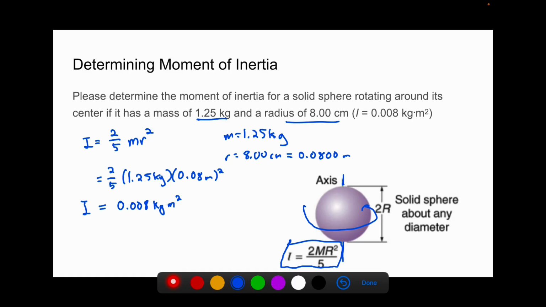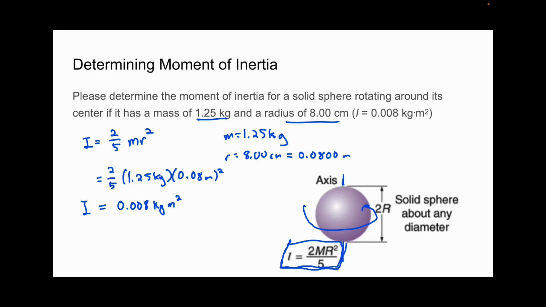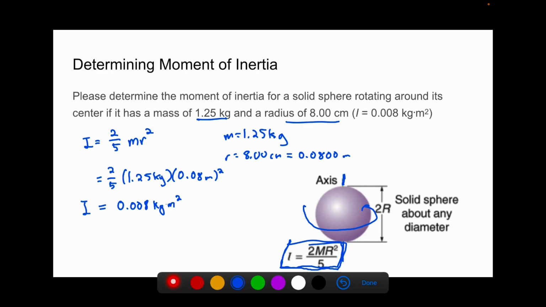First, we have to figure out where we are rotating it, right? And in this case, we're rotating around the center. And from that, as long as it is a known shape with a uniform distribution of mass, then we have an equation to use for its moment of inertia. And from that, if we know its mass and its radius, we can find its moment of inertia.